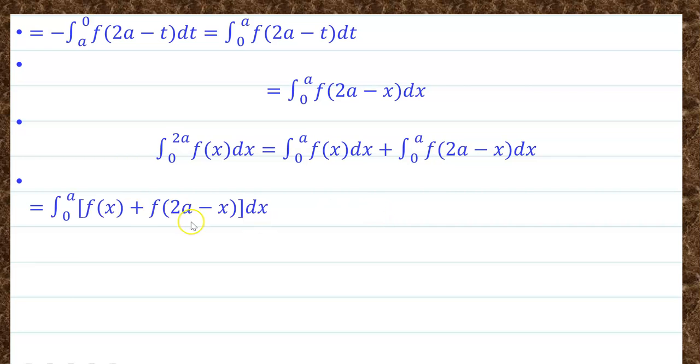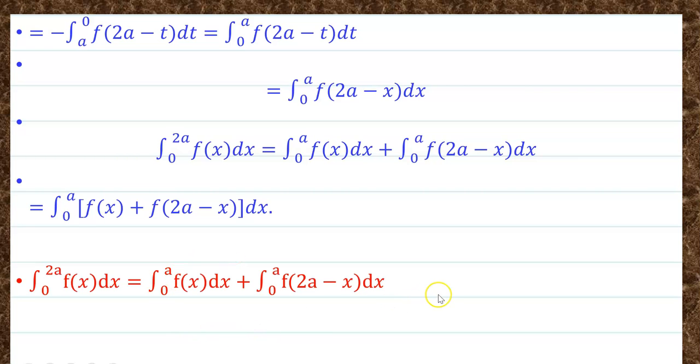Okay, and if you take integral 0 to a as common, then you will get integral 0 to a of f of x plus f of 2a minus x dx, and hence the result: integral 0 to 2a f of x dx is equal to integral 0 to a f of x dx plus integral 0 to a f of 2a minus x dx. Generally, while solving this property, we use the substitution t is equal to 2a minus x.